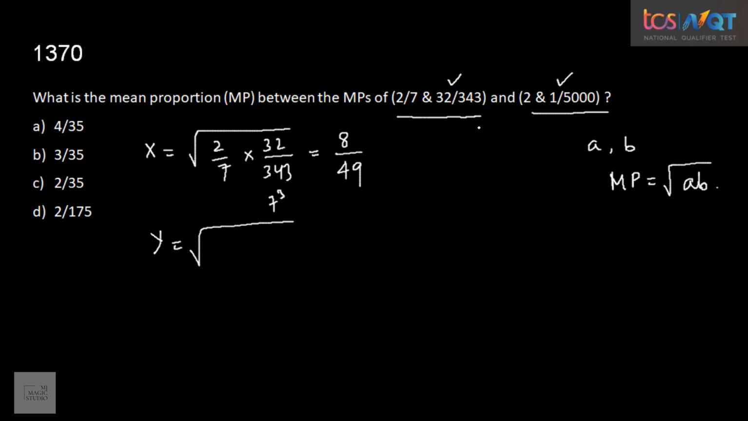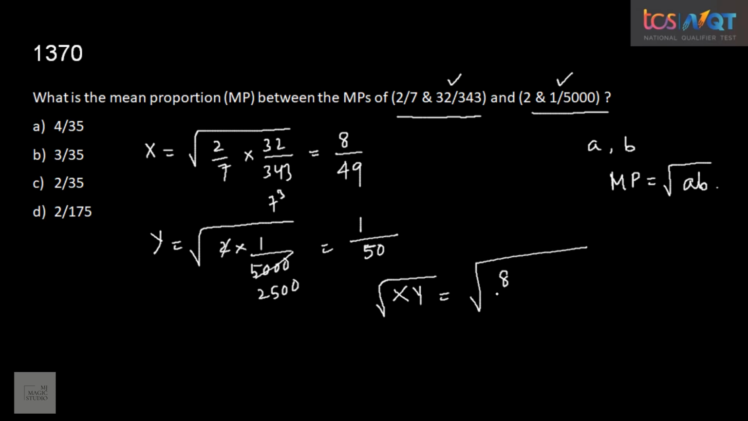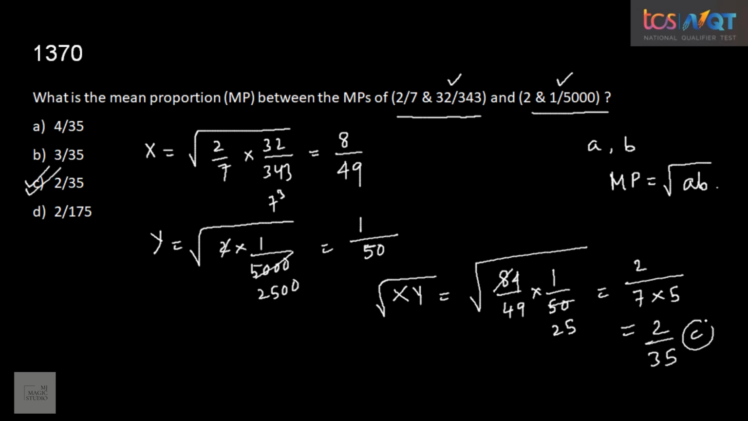Now we need the mean proportion of the second lot, that is 2 into 1 by 5000, that would be 1 by 2500. So we get 1 by 50. Now the mean proportion between x and y would be root over xy, 8 by 49 into 1 by 50. So 2 4 and this is 25, root 4 is 2, root 49 is 7, and root 25 is 5. So that would be 2 by 35, and that features in option C.